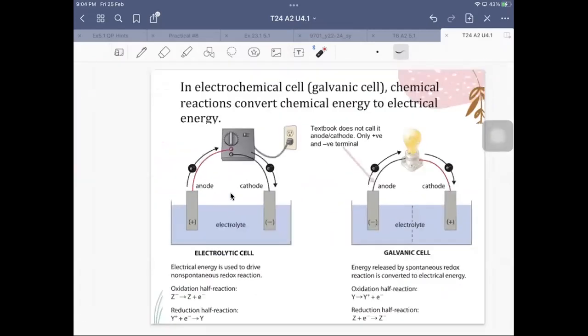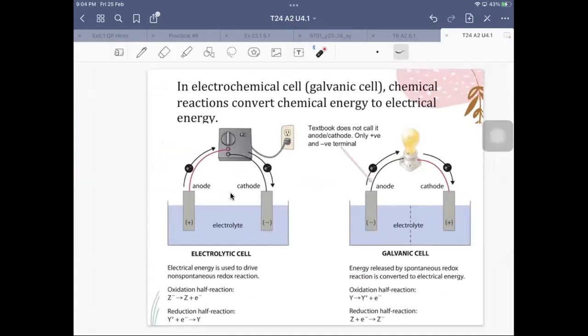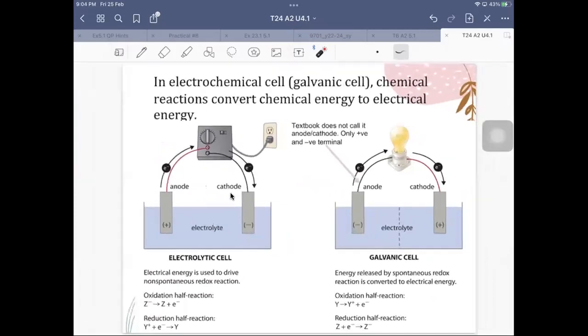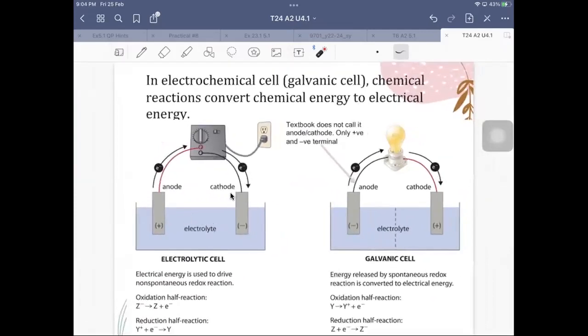This is a diagram that you don't have in your notes, but it's okay. It's a comparison between an electrolytic cell, which is your electrolysis setup, and an electrochemical cell, which is what we have just looked at all this time. Another name for electrochemical cell is galvanic cell. So if you look it up on the internet and you see galvanic cell, then that is electrochemical cell.